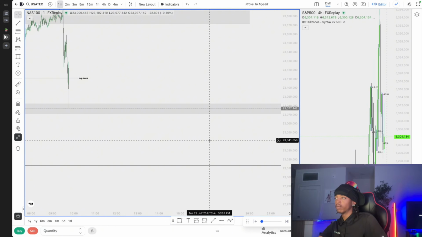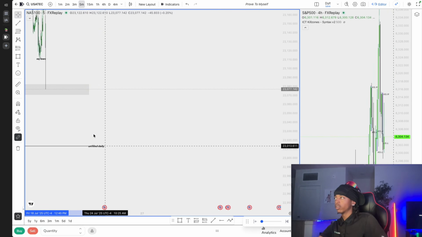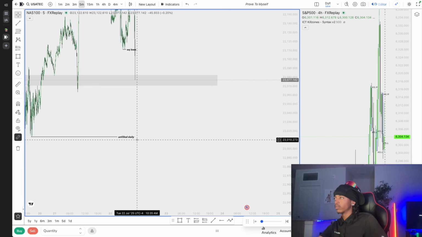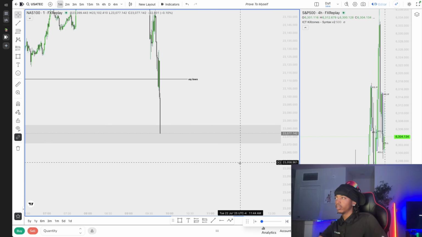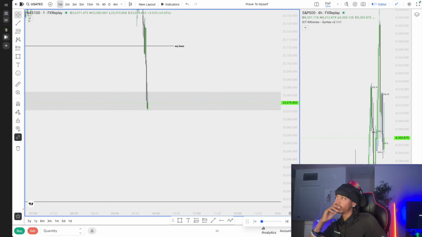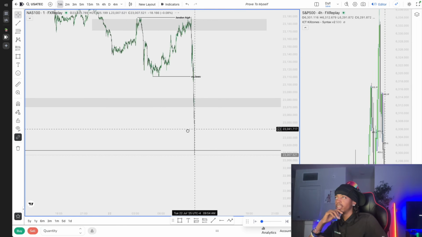If it doesn't hold, then for sure that daily fair value gap below us is the draw on liquidity for us to go target as far as unmitigated area. So what I'll do is skip through a little bit, see if we get a retrace. No retrace. Okay, we've gone for that daily. Holy shit.